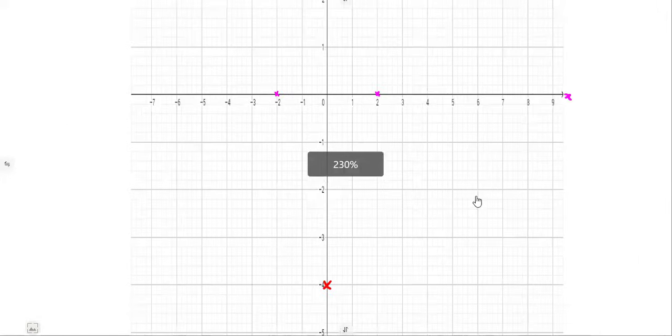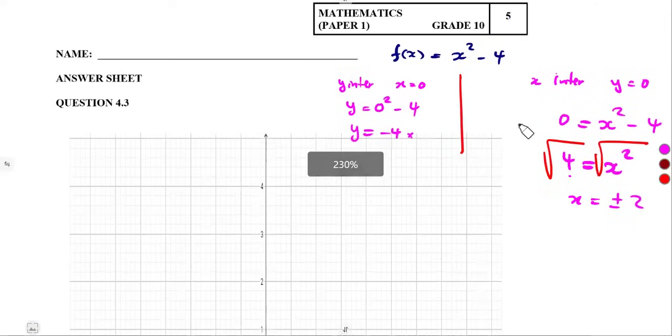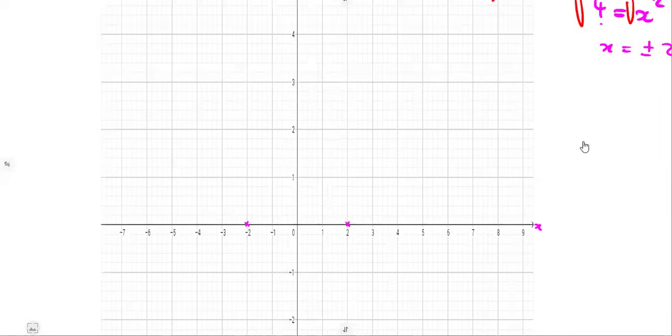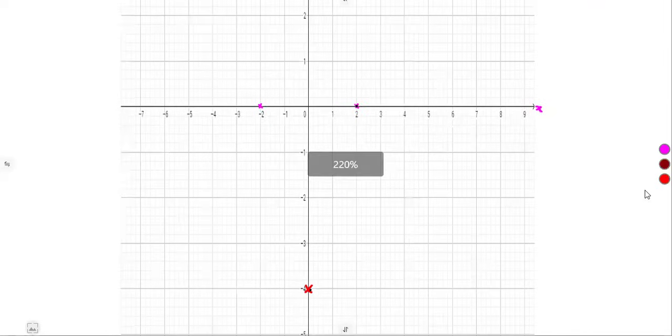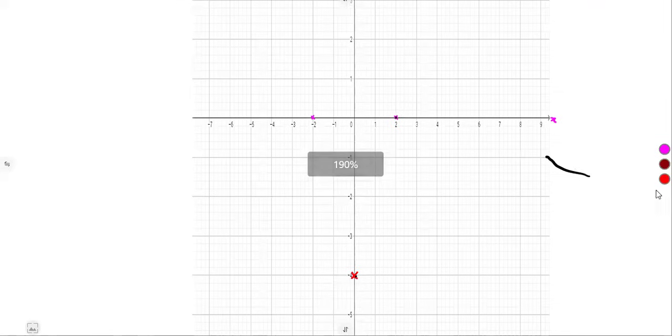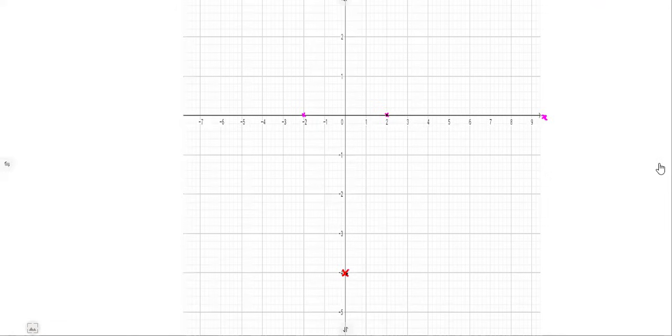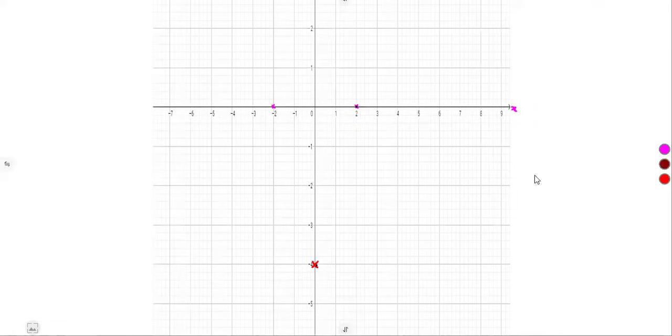We know the shape is going to be what? This is positive, so it's going to be a smiley like this, a cup shaped. So that's it. Passing through these values, minus 2 and positive 2, and here at minus 4 in the y-axis, our graph can be sketched. A parabola, the shape is like this.